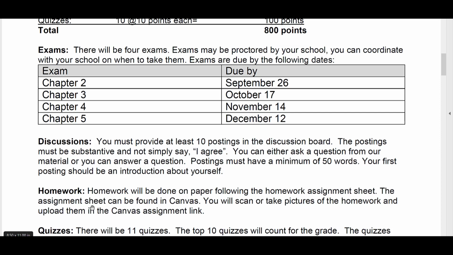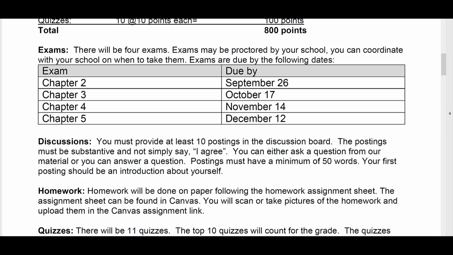Discussions, you must provide at least 10 postings in the discussion board. The postings must be substantive and not simply say, I agree. You can either ask a question from our material or you can answer someone else's question. Postings must have a minimum of 50 words. Your first posting should be an introduction about yourself. You can also post math jokes. A lot of people like to do that.